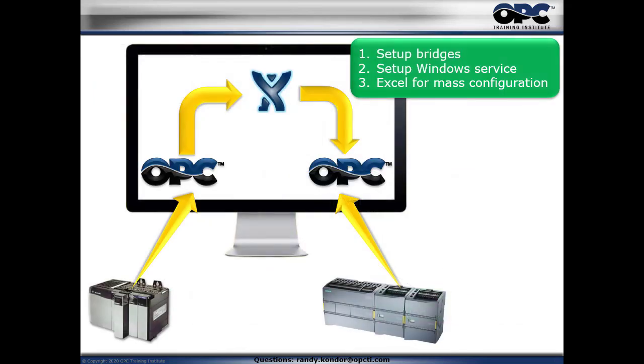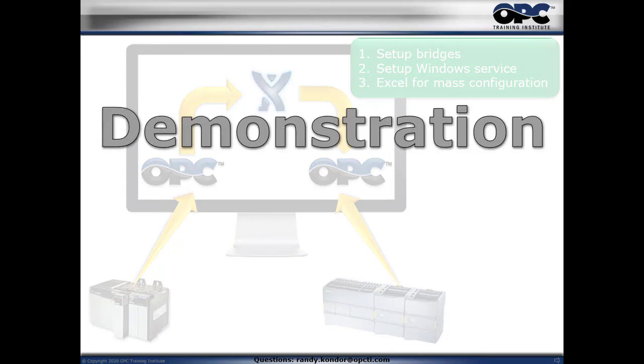So again, the steps are 3 steps. Number 1, I will set up the bridges manually. I'll show you how to do that. Number 2, I'll set up everything as a Windows service. And finally, I'll show you how to use Excel for mass configuration so that you can import, export a whole bunch of items and make changes manually. So let's go have a look at that.